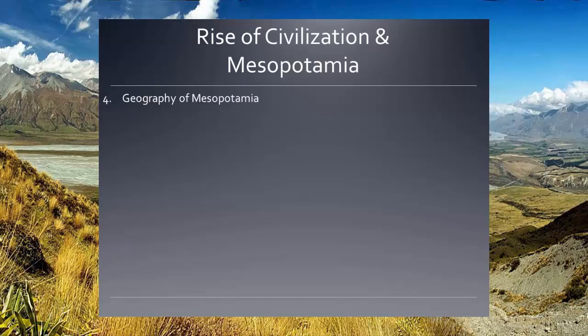Let's look at the region of Mesopotamia and its geography. Most of Mesopotamia is located in present-day Iraq. It also spreads west into the modern-day countries of Syria, Lebanon, and Israel.